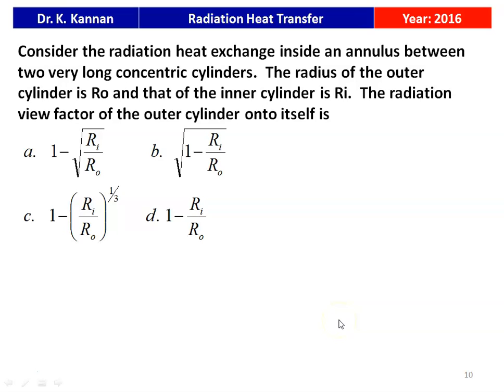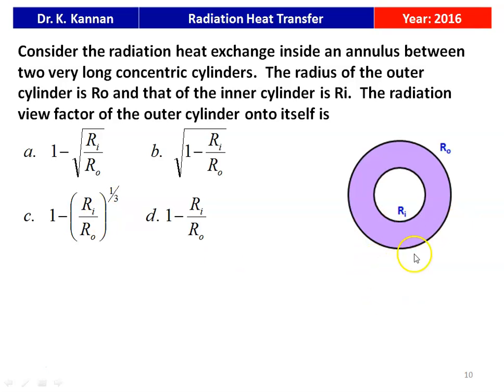The next question from 2016 question paper: consider the radiation heat exchange inside an annulus between two very long concentric cylinders. The radius of the outer cylinder is RO and that of the inner cylinder is RI. The radiation view factor of the outer cylinder onto itself is, we have four options: A, 1 minus square root of RI by RO; B, square root of 1 minus RI by RO; C, 1 minus RI by RO all to the power 1 by 3; and D, 1 minus RI by RO.